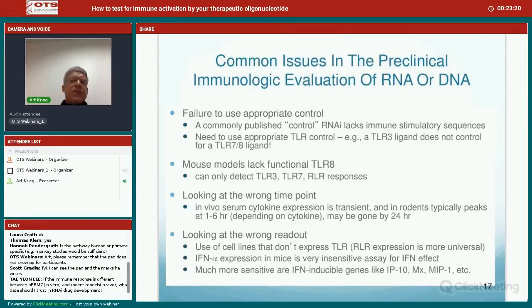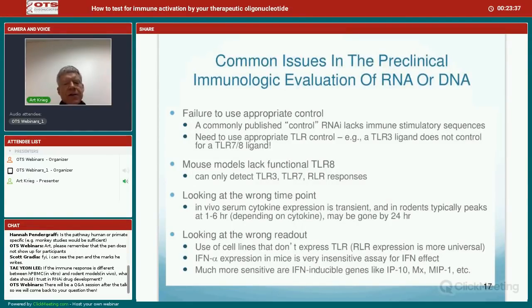But in our hands, at least, by 24 hours, the serum cytokines are often back down to baseline. You really need to look at 3 or 4 hours in order to detect that induction. And then looking at the wrong readout. As I mentioned before, if you're using cell lines that don't express TLRs, you're not going to detect TLR activation.